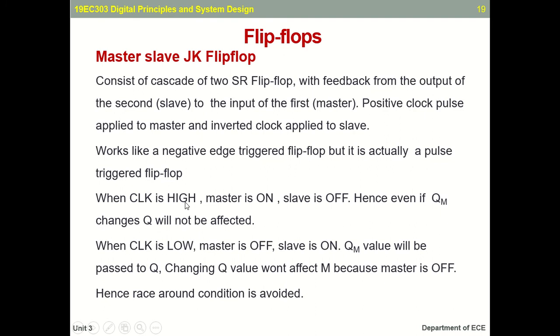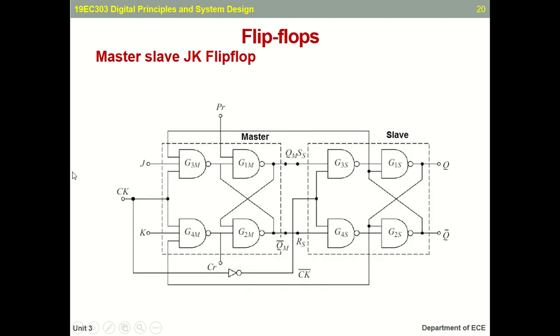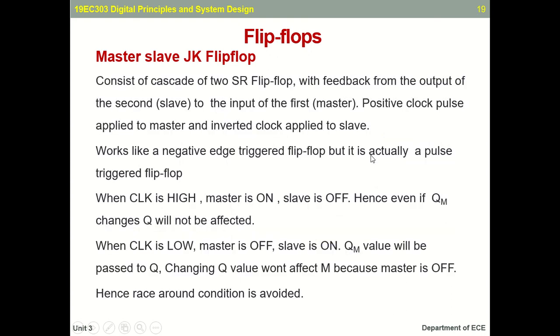See here, when the clock is high, your master is on. Your master is in on condition, whereas your slave is in off condition. So if your QM is passing through this slave also, your Q won't get affected because this slave is off, right? And next, when the clock is low, master is off, your slave is on, and QM will be passed to Q. Changing the value of Q won't affect the M because master is off.